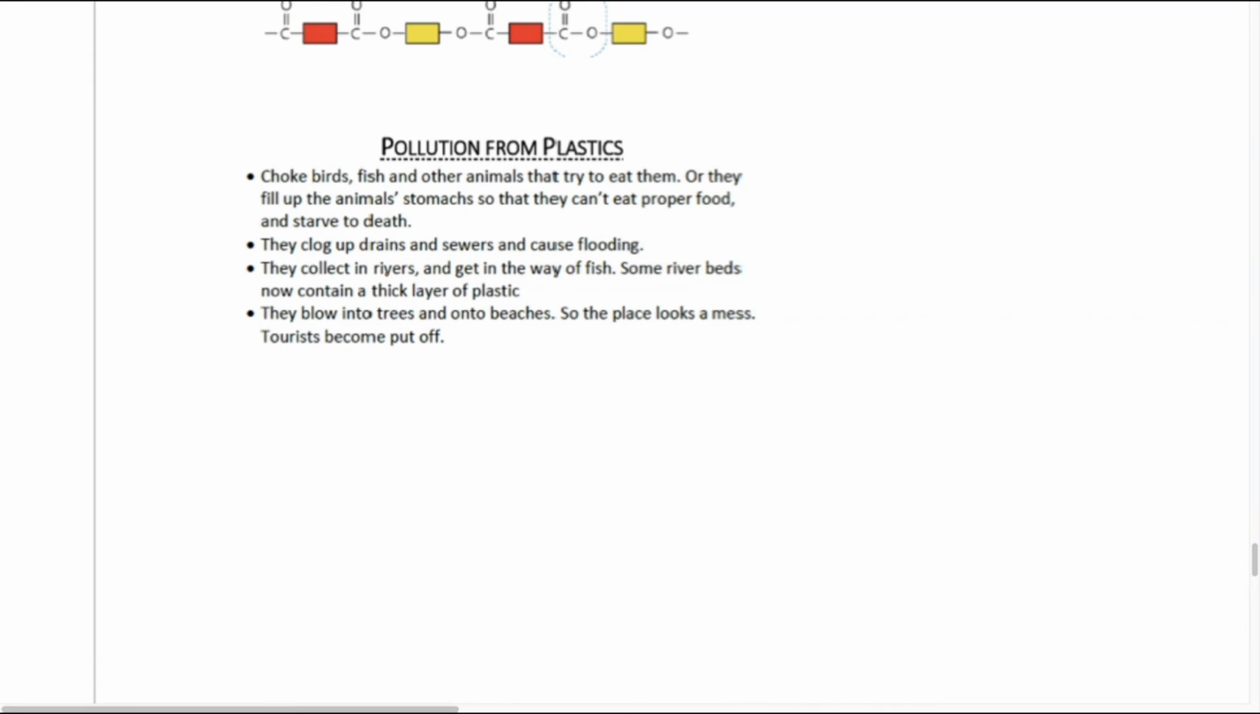They collect in rivers and get in the way of fish. Some river beds now contain a thick layer of plastic. They blow into trees and onto beaches, so the place looks a mess. Tourists become put off. So the general concept is that all these are pollution because of plastic.